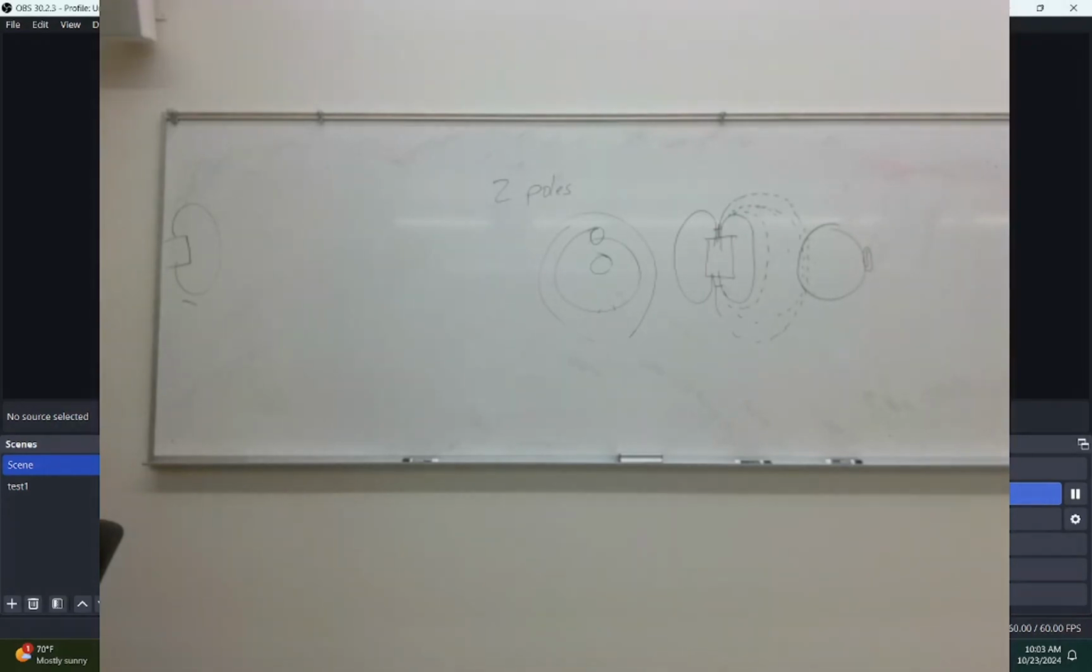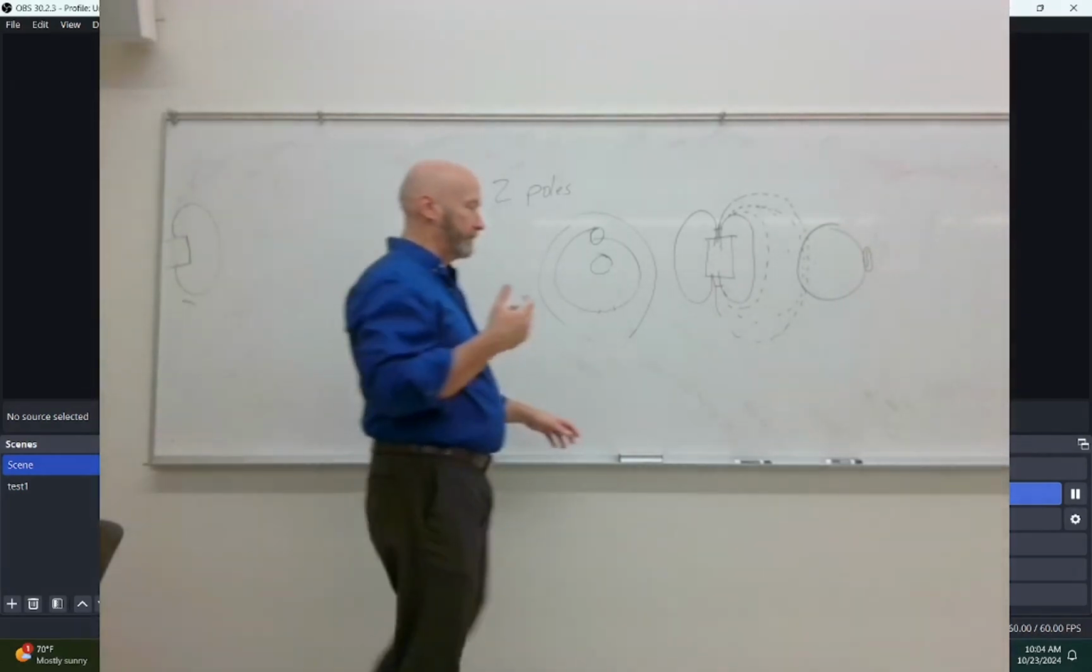Okay, here we go. New material. We have two different classifications of magnets, and within those two classifications we have further classifications as well. We have permanent magnets and we have temporary magnets.